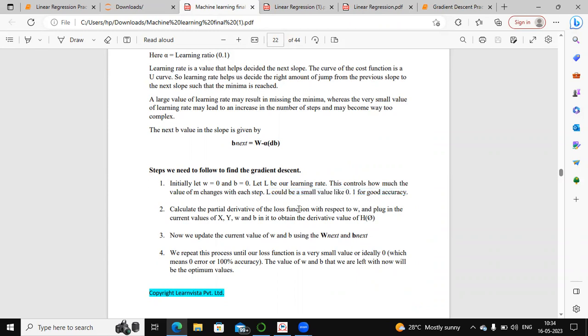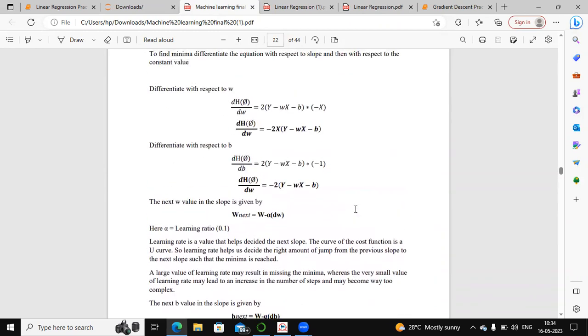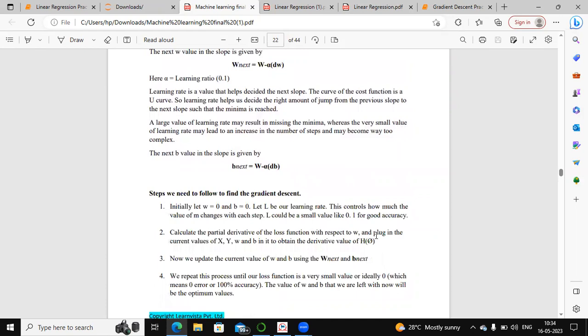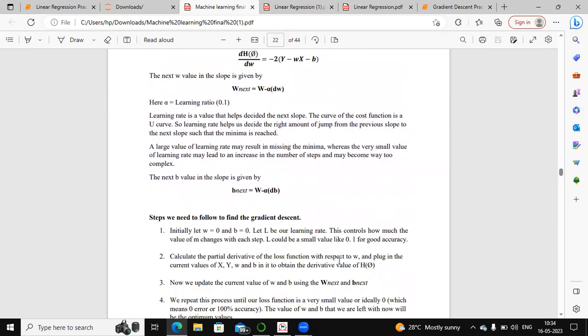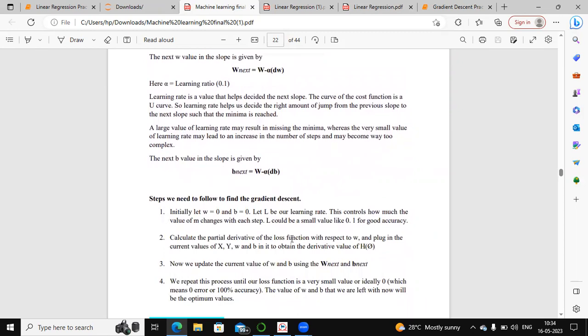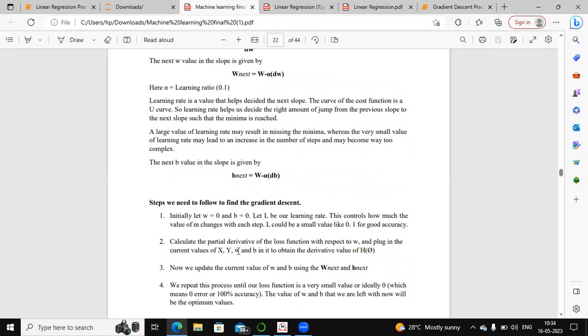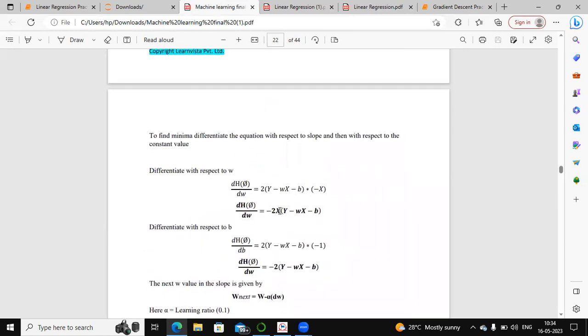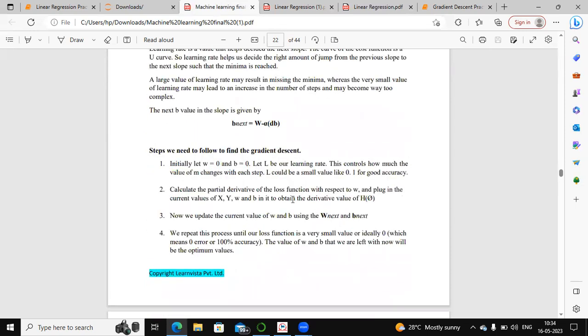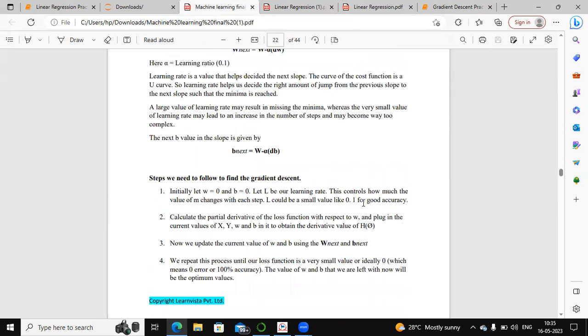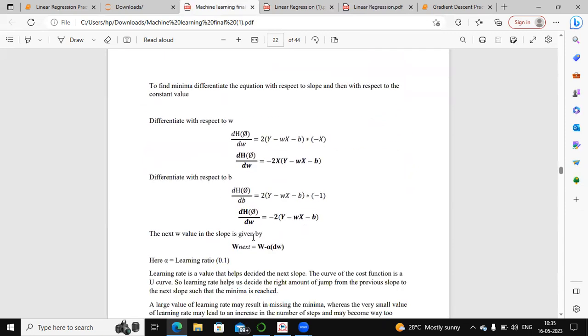Calculate the partial derivative of the loss function with respect to w. That's done. And plug in the current values of x, y, w, and b to obtain the derivative. So apply whatever values you have, x, y, w, b, over here to obtain the derived value. You will get the value from that.